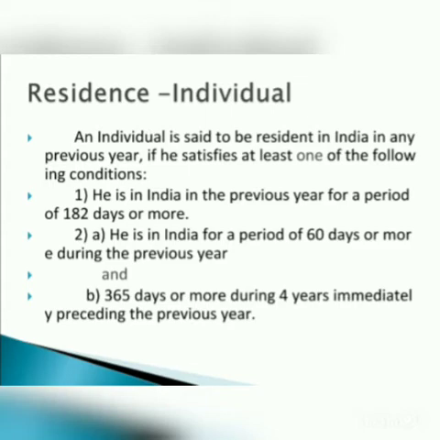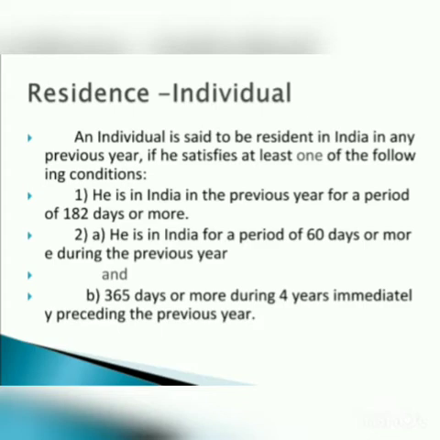First of all, when is a person said to be a resident? If an individual satisfies at least one out of these two conditions, then we can say that the person is resident in India. First condition: he is in India in the previous year for a period of 182 days or more, meaning he should have stayed for 182 days in a previous year.